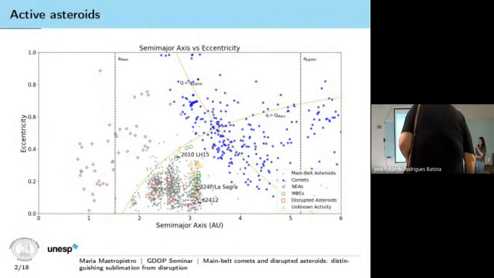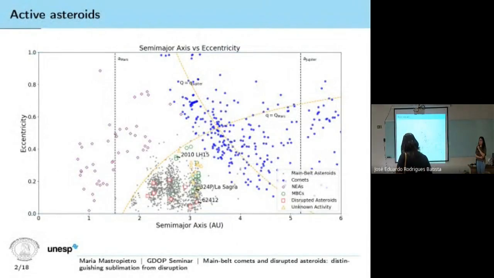Active asteroids are objects that are located in the main asteroid belt, and they exhibit cometary activity, tail, dust emission, coma, while having asteroid orbits. They are divided into main belt comets, which show activity due to sublimation of volatiles, and disrupted asteroids, which show activity due to rotation.